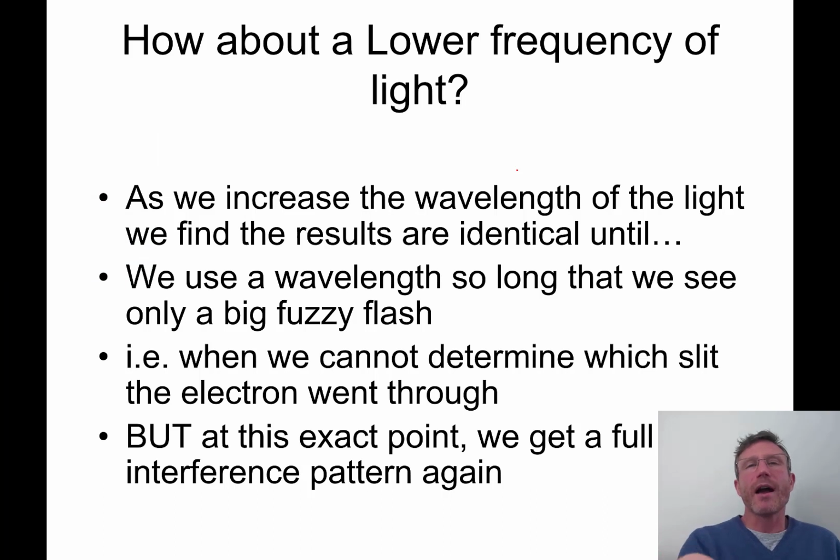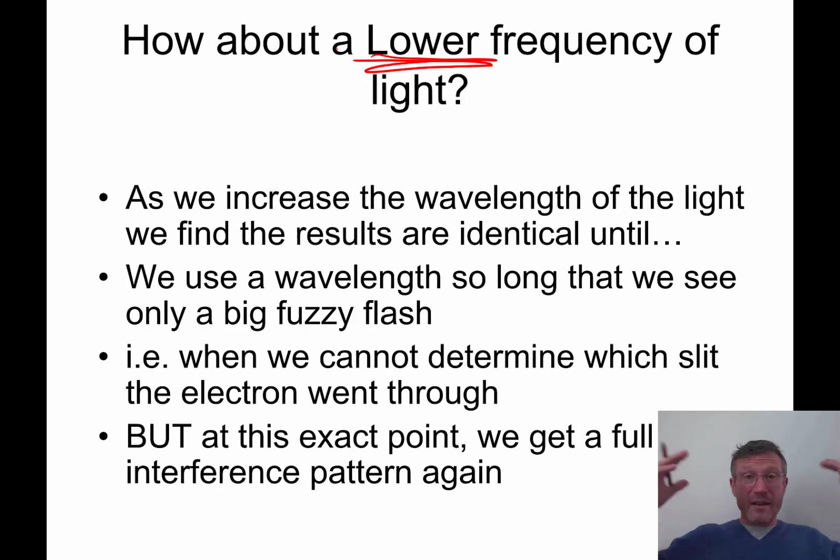Scientists also said, well, hang on a second, maybe if we're using a high frequency of light, there's too much energy in there. It's impacting the electron. So scientists then say, well, let's go to lower frequencies. Lower frequencies mean higher wavelengths, and higher wavelengths are going to give us less resolution to know where that electron is.